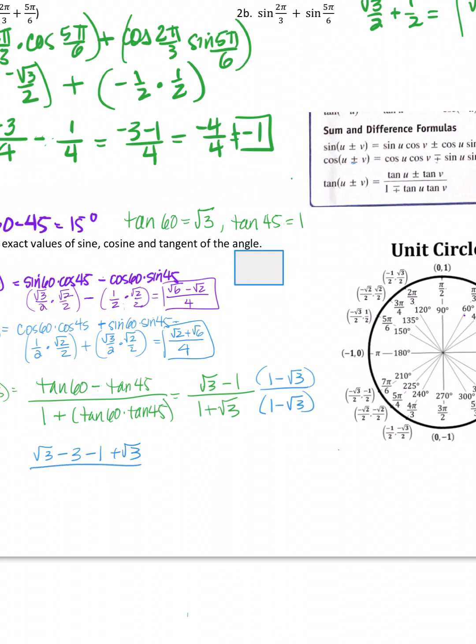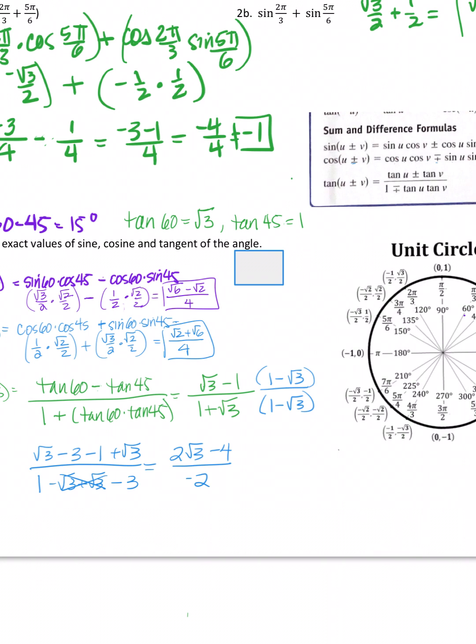On the bottom, if I do it correctly, the middle terms will fall out. So 1 minus the square root of 3 plus the square root of 3 minus 3. All right, yep, middle terms fell out. Let's clean this up. So I'll have 2 square roots of 3 and then minus 4 on top. And on the bottom, I'm going to have negative 2.